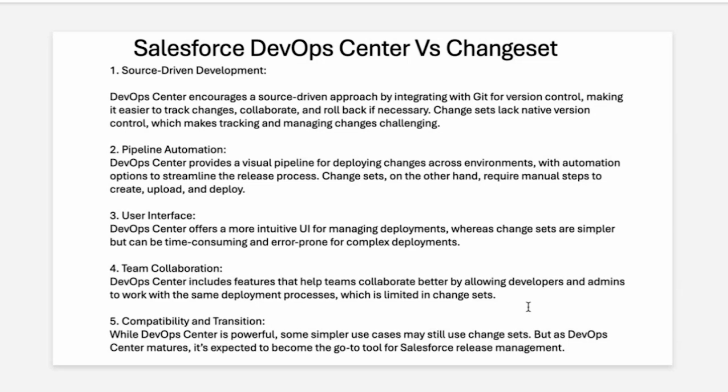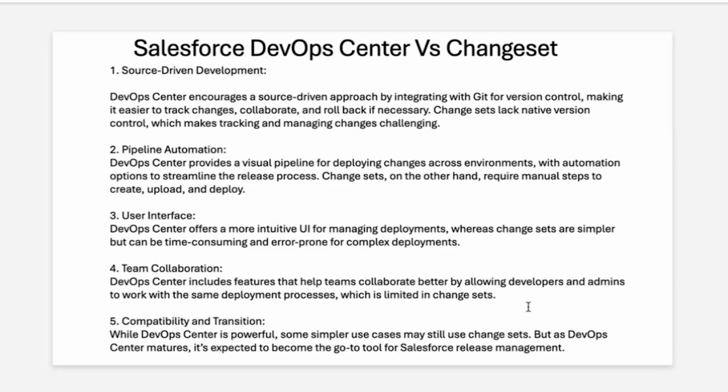Next is pipeline automation. Automation is nothing but we can easily move the changes from one sandbox to another sandbox. All those things can happen. If we go to the change set, we need to create the outbound change set. Then we need to go to the destination org and we need to deploy the changes. So there are many steps.